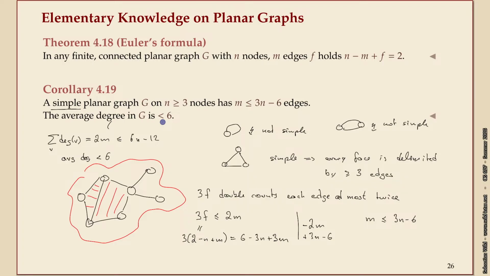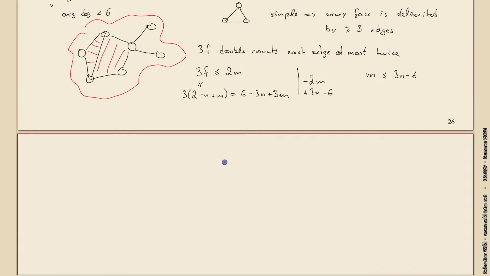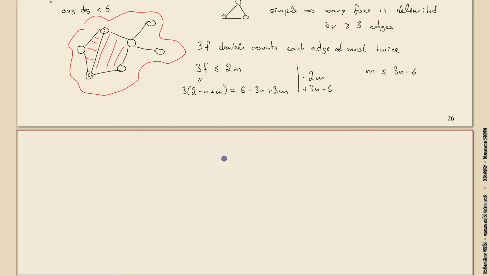This also means, maybe it's worth listing explicitly what follows from this, that the average degree is less than 6. This also means I will always have a vertex of degree at most 5 in any planar graph.